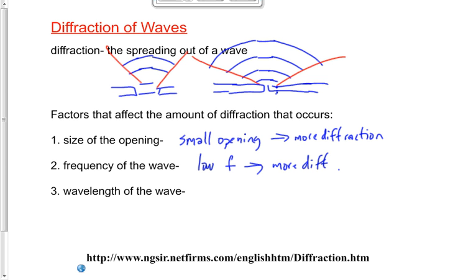What about wavelength? Yep. The lower the wavelength, the more it will diffract? Good. Okay, so the lower the wavelength, the less it will diffract. And we know that because it's exactly the opposite to the frequency. If increasing the frequency causes less diffraction, then increasing the wavelength is going to cause more diffraction. Exact opposite effect as it is for frequency.